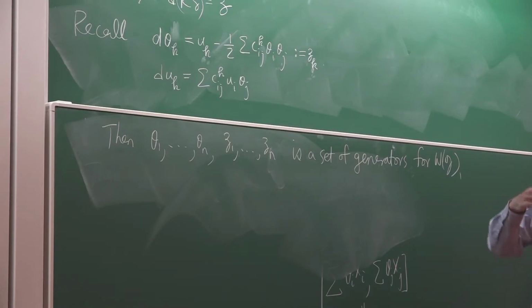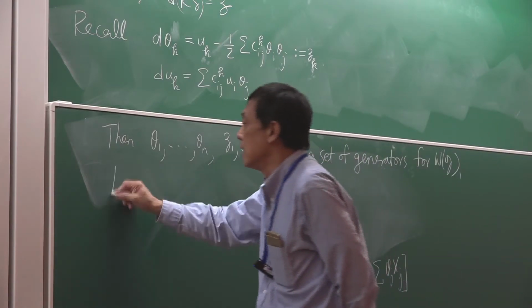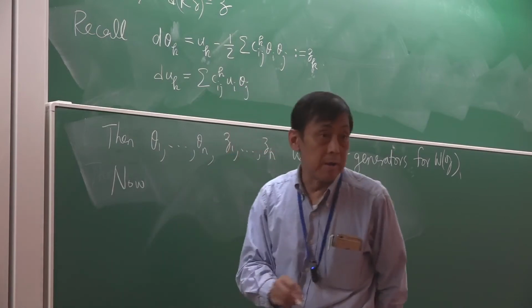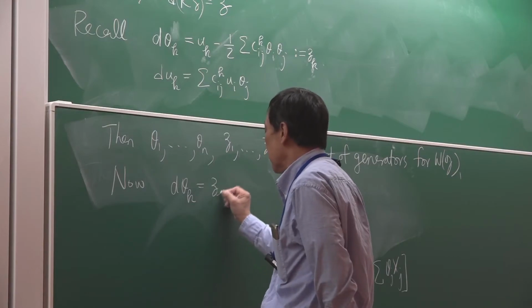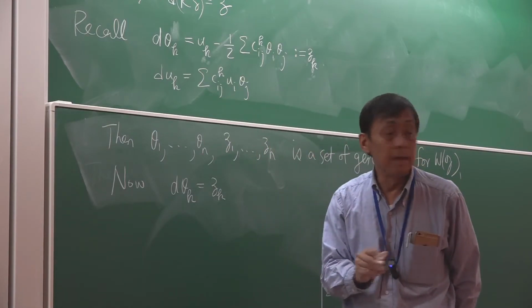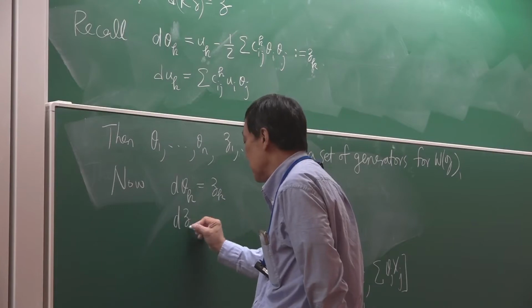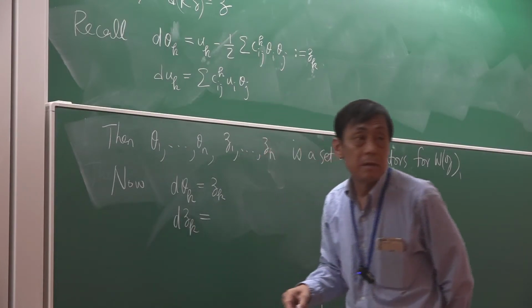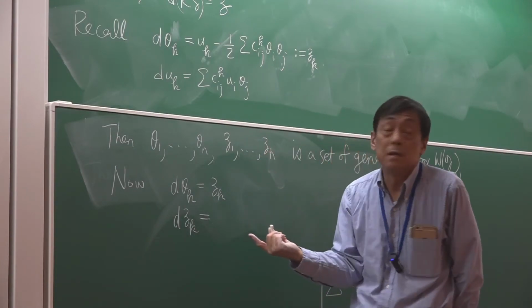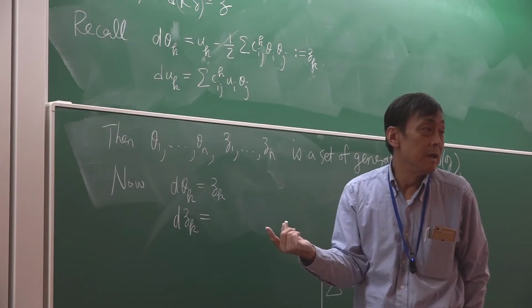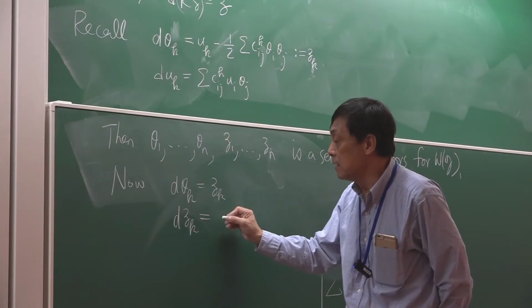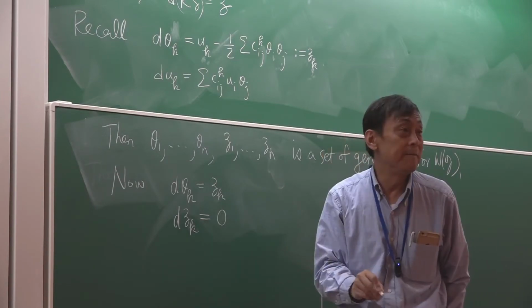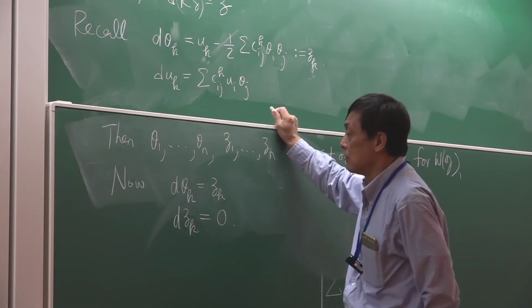But the advantage of making this change of basis is that now D is simple to describe, because now d theta k is zk. Okay? And dzk, what's dzk? Well, it's d squared theta k, so it will be 0. Okay? So that's d.